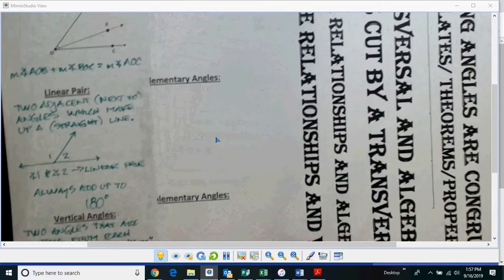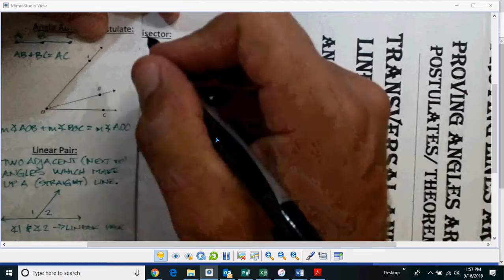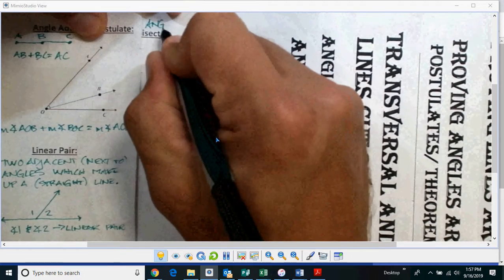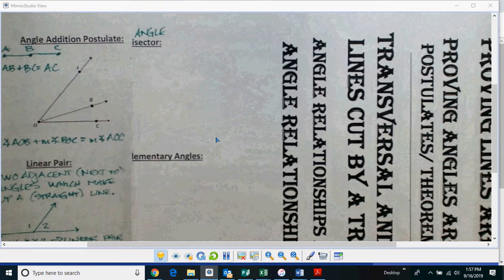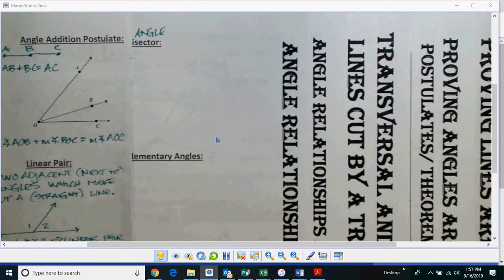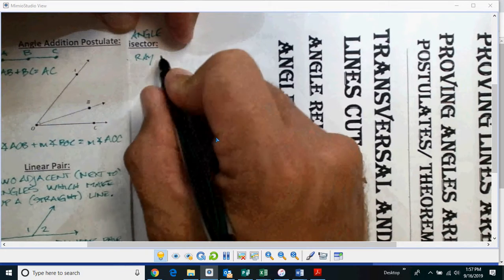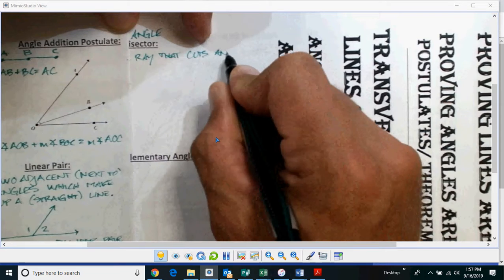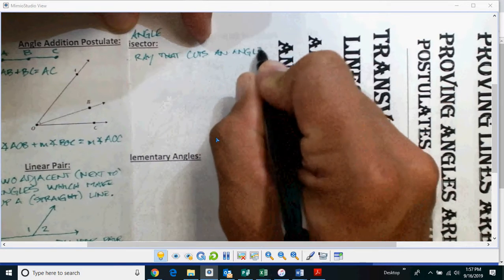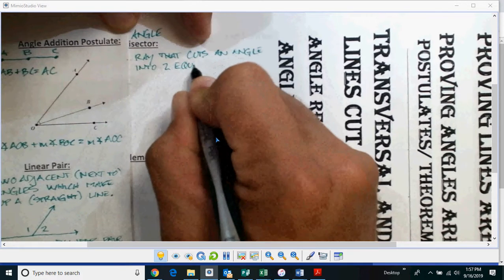Okay. All right, moving on, top of the next page. Now we're going to talk about angle bisector. What does it mean to bisect something? Cut it up. Cut it in two. And what's true about the two that are left behind? They're equal, right? So an angle bisector is a ray that cuts an angle into two equal halves.